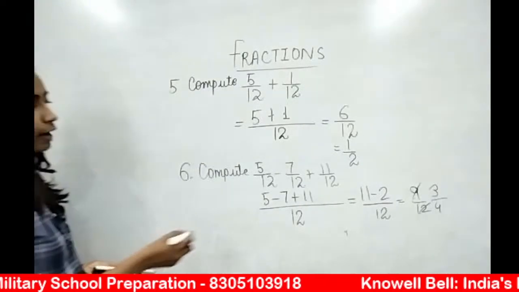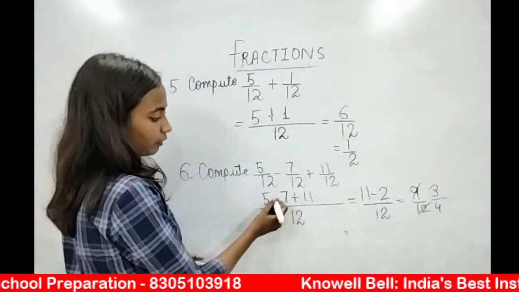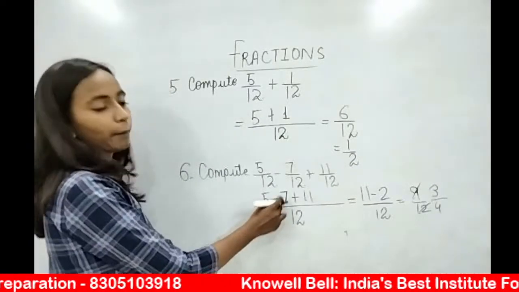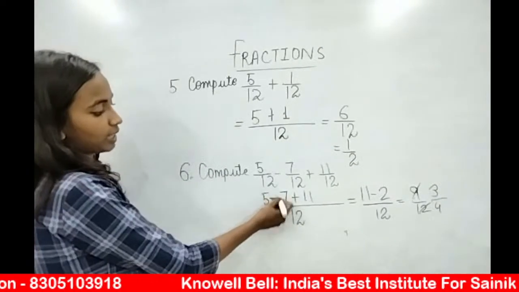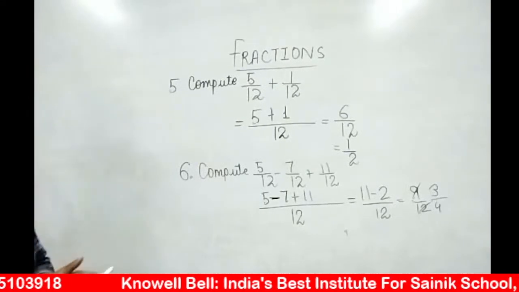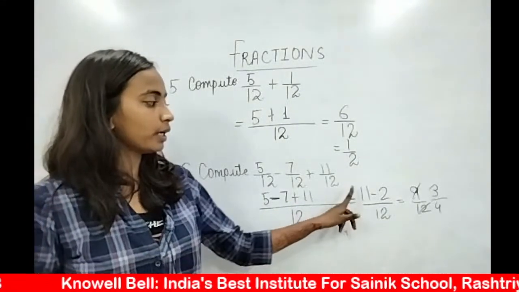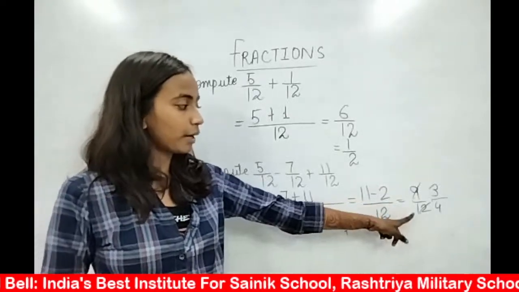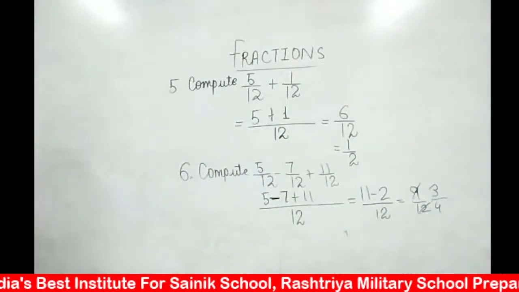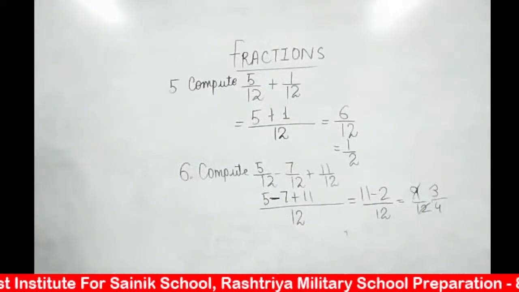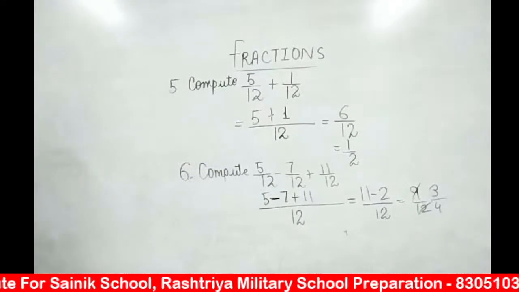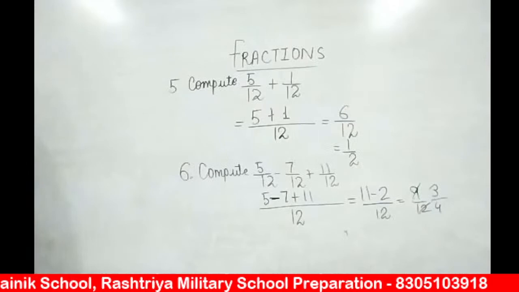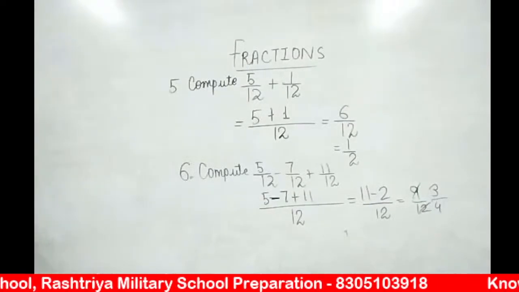Here see, 5 minus 7, what will come? -2. You take the sign of the bigger number, so you will get -2. -2 plus 11 would be 11 minus 2, upon 12. 9 by 12, that would be 3 by 4. BODMAS rule, correct, Sri Lakshmi. Okay. Very good. Clear to everyone? Next question we are going to go ahead with.